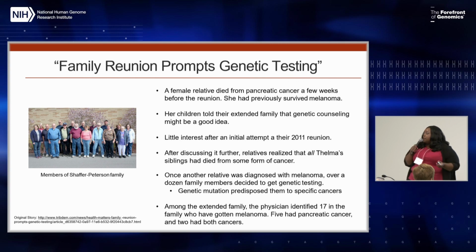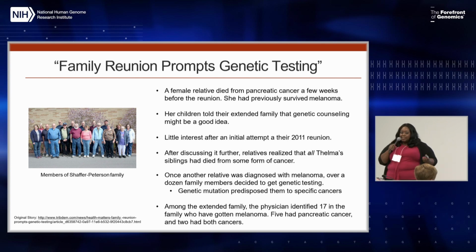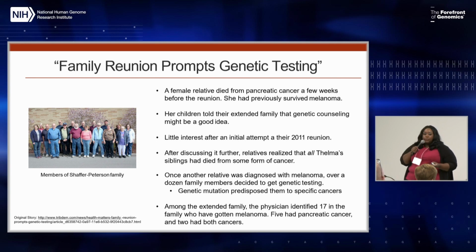And it was observed that a genetic mutation predisposed them to specific cancers. Among the extended family, the physician identified 17 who had gotten melanoma, and 5 had pancreatic cancer, and 2 had both cancers. This really emphasizes the power of engaging families, and when families are equipped with information, they can help to not just look out for their own selves, but an entire family can be saved.